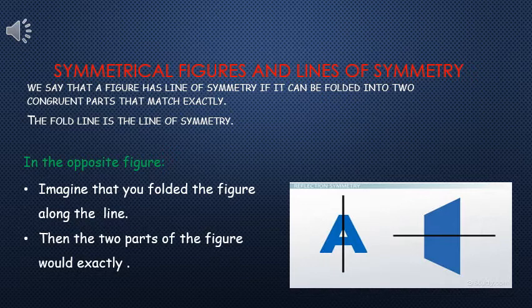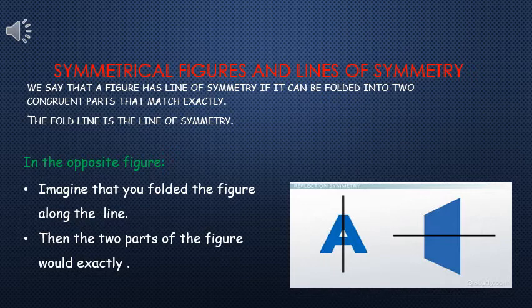In these two figures, imagine that you fold the figure along the drawn line. Then the two parts of the figure would match exactly, and the drawn line is called a line of symmetry because it divided the figure into two congruent figures, and the figure is called a symmetrical figure in relation to the drawn line, and the two parts of the figure should be congruent.